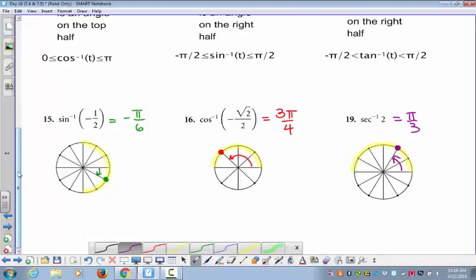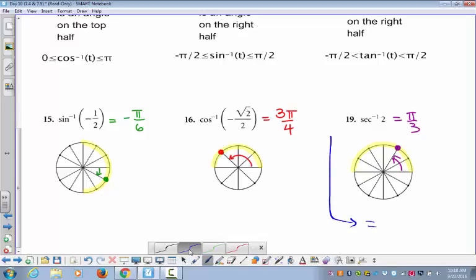If we wanted to use an identity, we would say this is equal to the inverse cosine of the reciprocal. And that's essentially what we did say to ourselves. When we use the identity, this is just converting it from inverse secant to inverse cosine, and we're asking ourselves the same question. What's the angle on top with the cosine of 1/2? And that's pi over 3.